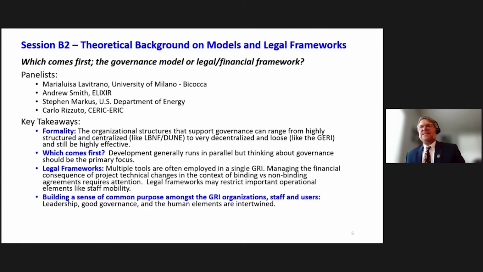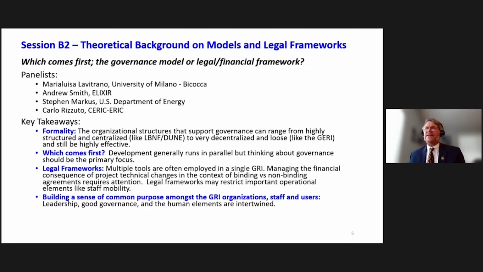So in B2, we asked this kind of probing question: where do folks think they should start? Should they start with the governance model, or should they start looking at, hey, how am I going to codify this through the various legal frameworks? Is it an international organization? Do I use MOUs? Do I use contracts or other kinds of arrangements like ERICs? And so our panelists really helped delve into this.